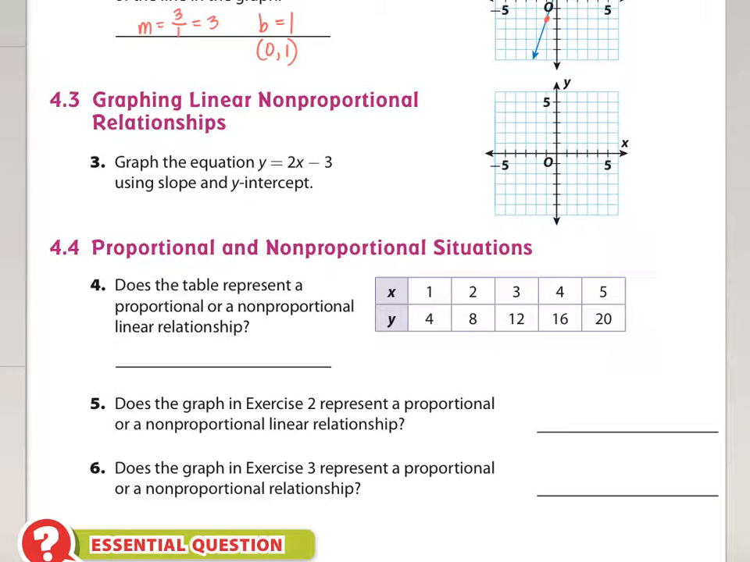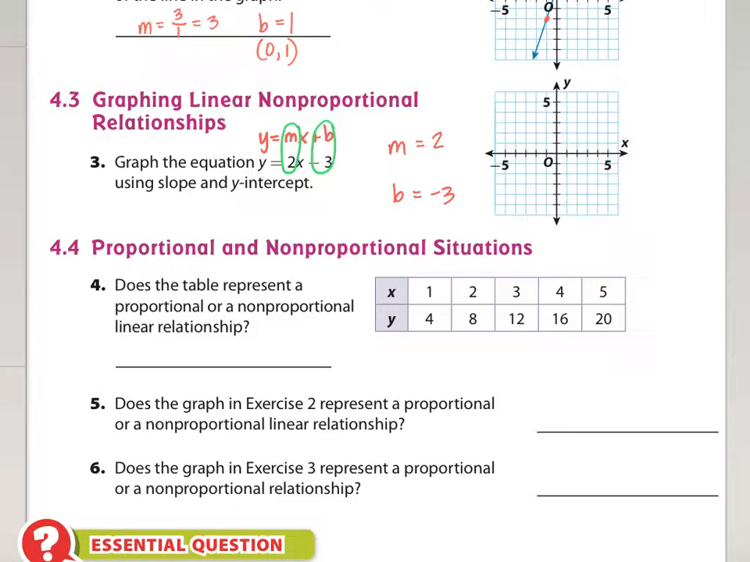Okay, number 3, graph the equation y equals 2x minus 3. We're going to compare this to y equals mx plus b, because that's going to help us determine our slope and our y-intercept. Remember that our slope is m, so it's 2, and our y-intercept is negative 3. Okay, so I'm going to write those down. m is 2, y-intercept is negative 3.